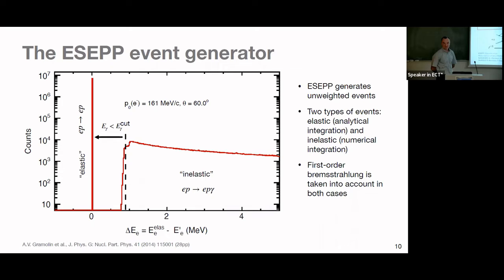After a cut of about 1 MeV, if the electron were to lose more energy than 1 MeV, then real photons are included in the output. Everything between 0 and 1 MeV is integrated out. That's actually soft photon approximation, but only in this small range. After 1 MeV energy loss, real photons are being used in this approach, and that's what we call now inelastic. So we do have these two different types. Both types take fully into account first-order Bremsstrahlung.